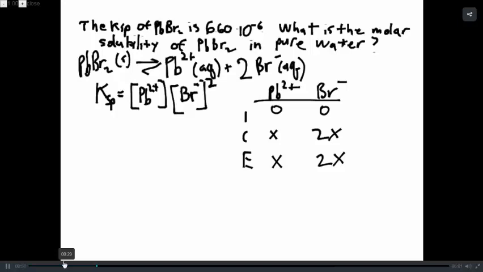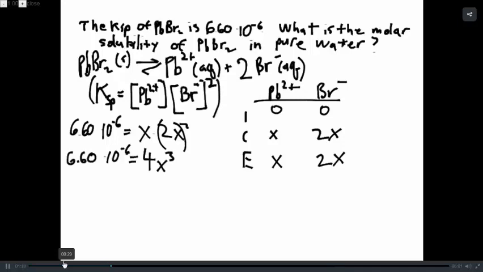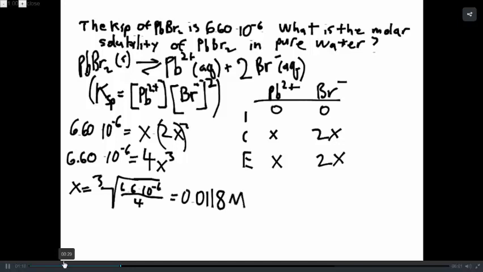The key thing here is there's twice as much bromide as lead. And we can use these equilibrium values in our equation here, putting in our value for KSP, and solving for x now. And this is the cubed root, and we've got ourselves an answer for x, which is not always the molar solubility. In this case it is.